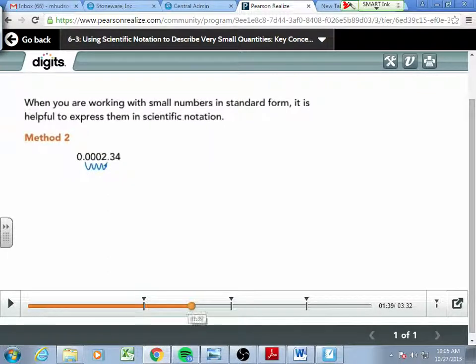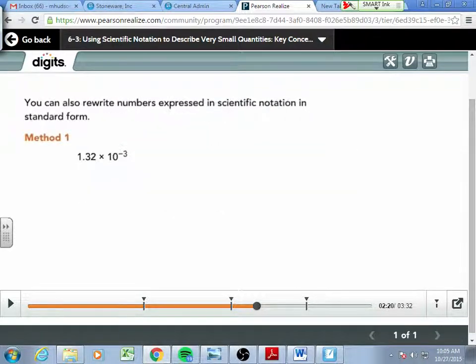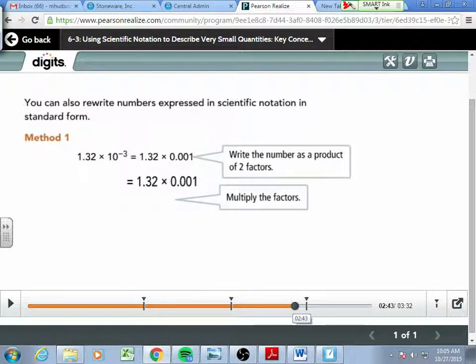Count the spaces individually. We say, okay, since I will have to take it left, my power is negative. How many spaces? 4. We do that again, except now we're going to convert them back to standard notation. So we take 1.32 times 10 to the negative 3rd. We're going to evaluate 10 to the negative 3rd, which actually represents 1,000th. So then I take 1.32 times 1,000th.